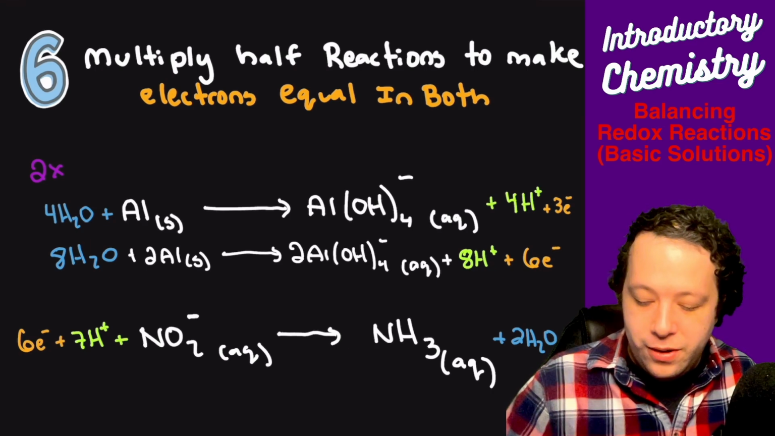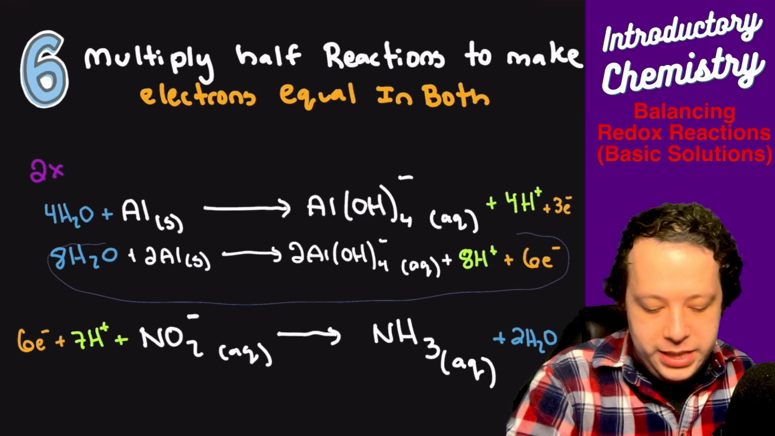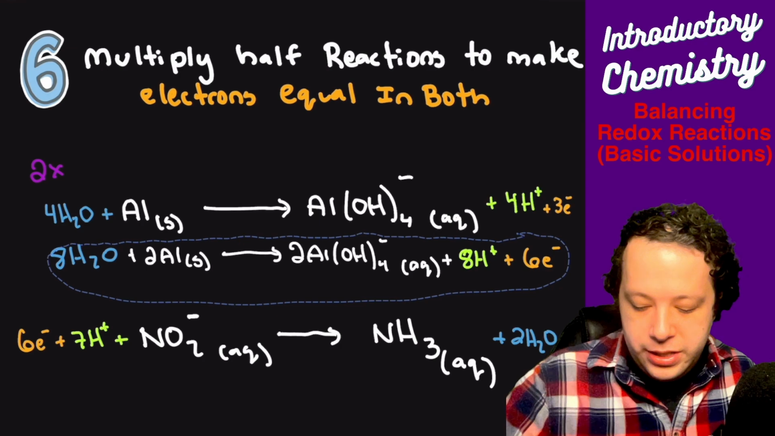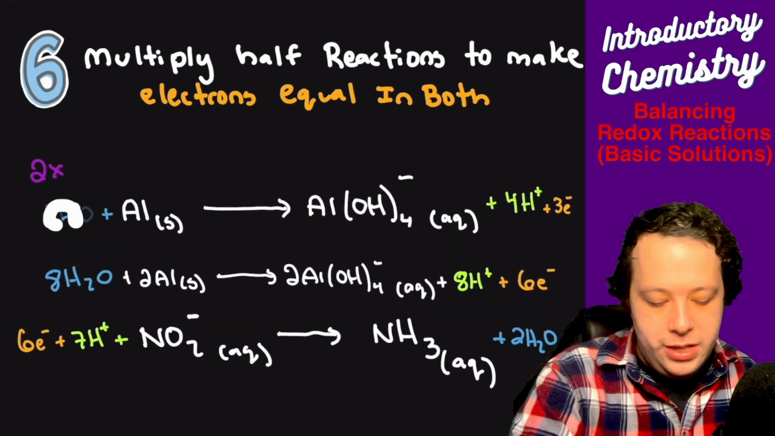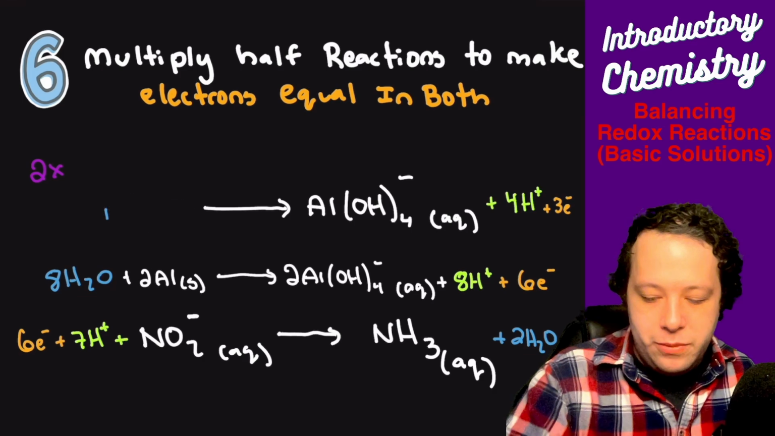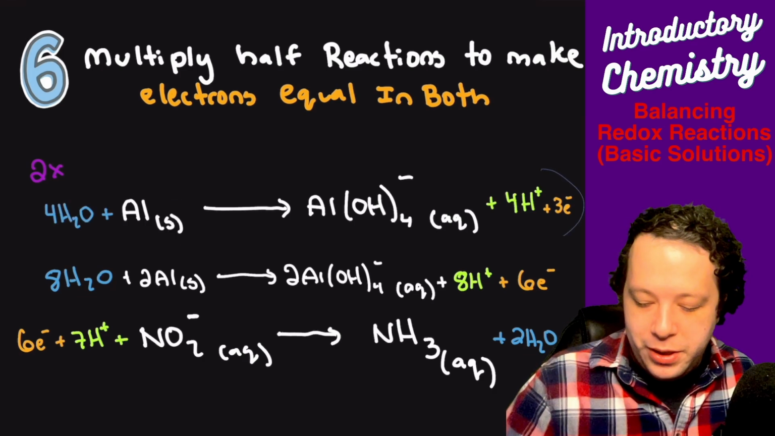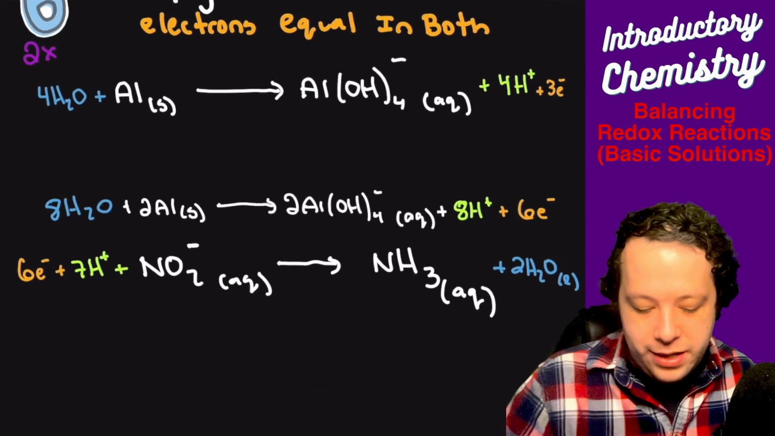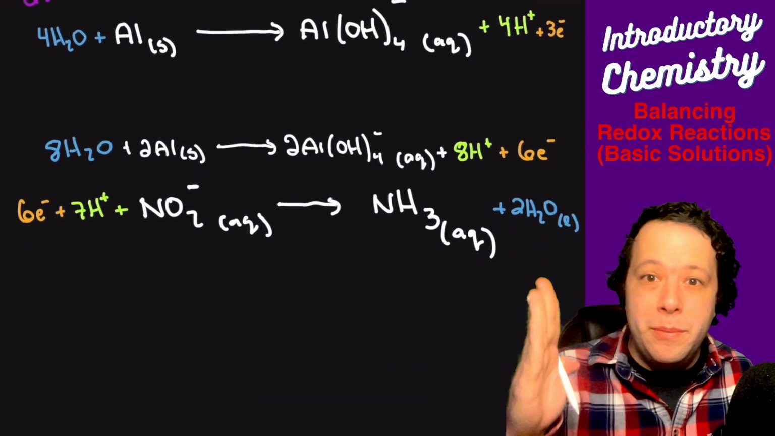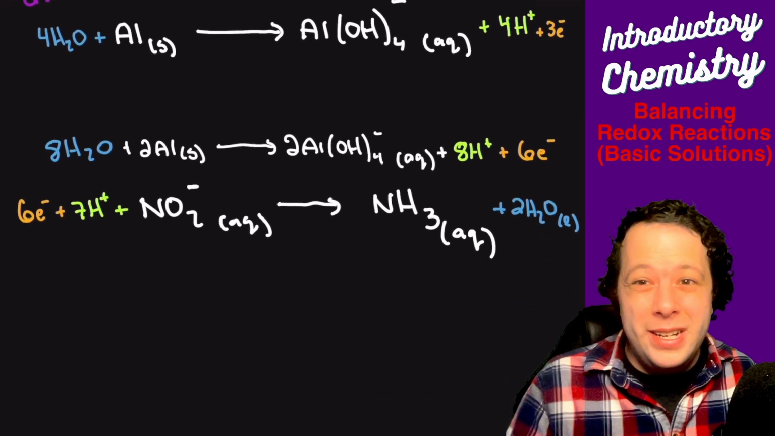Okay, so now we see our electrons are equal, which means that when we add these 2 equations together, the different pieces are going to balance just like they should. We could keep that up here to show our work, but that's where you can cross that out. And then we have our complete parts. So let's go on to our next step.